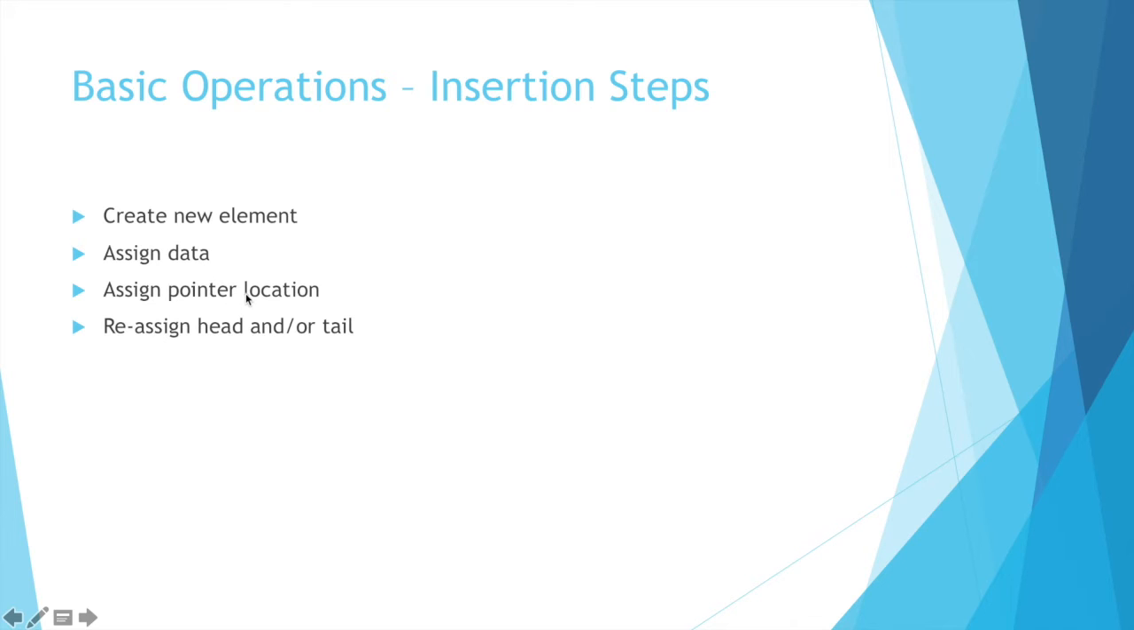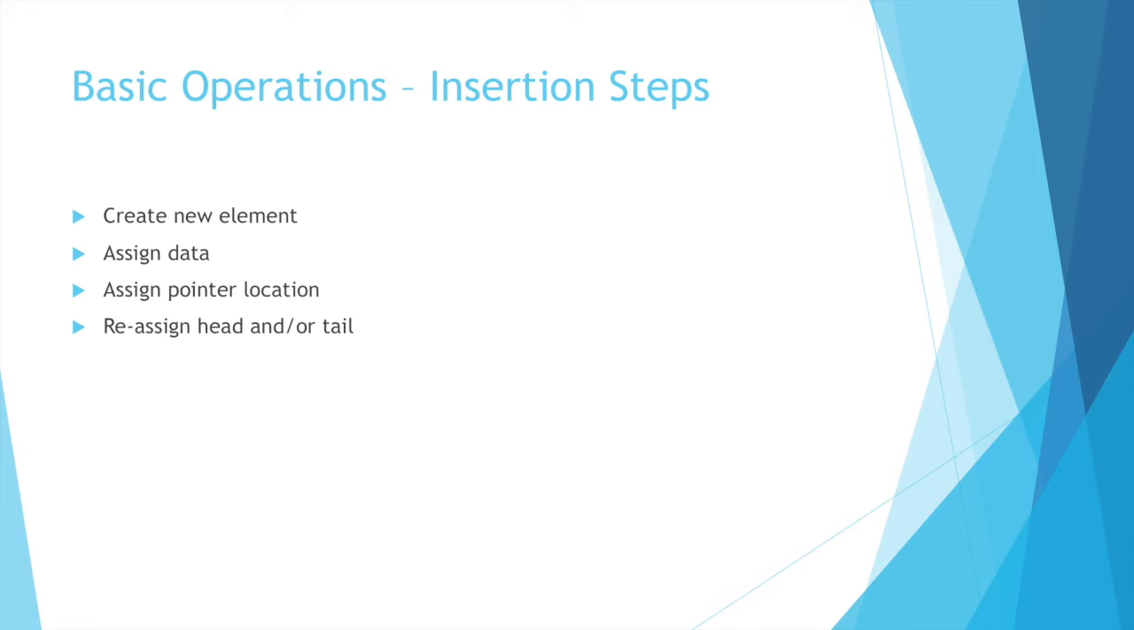Next, wherever you wanted to point to after insertion, you do that assignment. You assign its next pointer to wherever you want it. And the last step is that you reassign head and or tail based on whatever insertion has happened. Because the state of the list is going to change, you need to check whether you need to reassign head or tail, and you need to assign them appropriately.